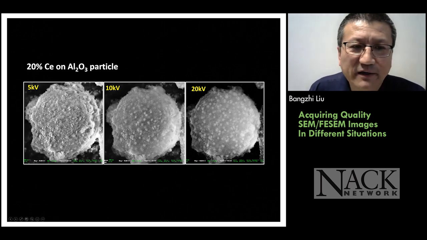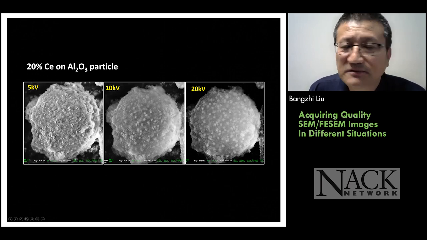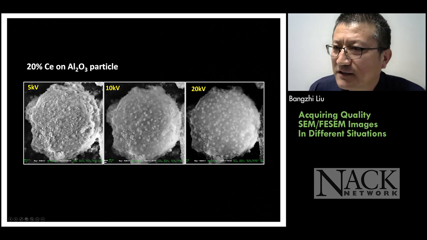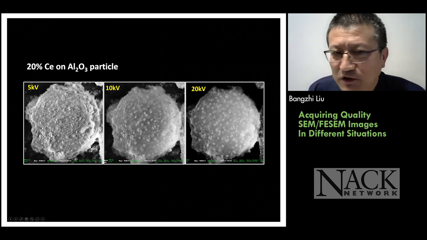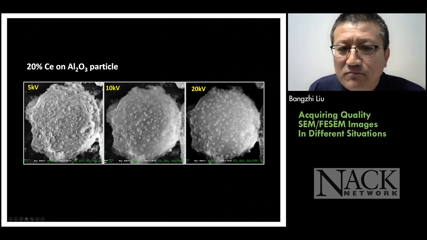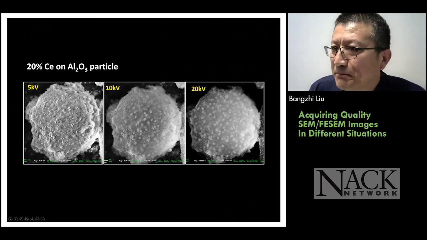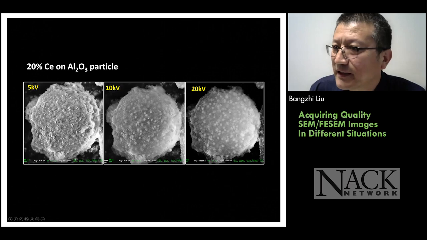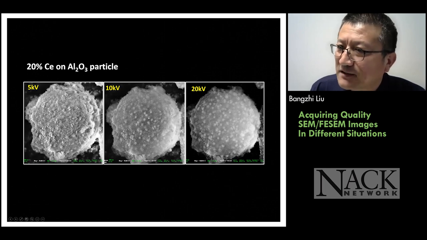Let's look at this sample: 5 kV, 10 kV, and 20 kV. This sample contains 20% cerium, which is heavier than aluminum. At 5 kV, you cannot even see where the cerium is. But when you increase the voltage to 10 kV and 20 kV, you start to see little particles appear. Do you know why? Most likely these particles are embedded below the surface. When you use low voltage, you cannot see them. But with high voltage, the beam can penetrate deeper into the sample, so you start to see those particles. Again, it really depends on what you need and on your sample, so you need to pick the right voltage for your sample.